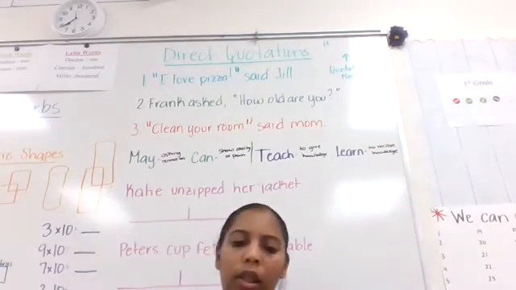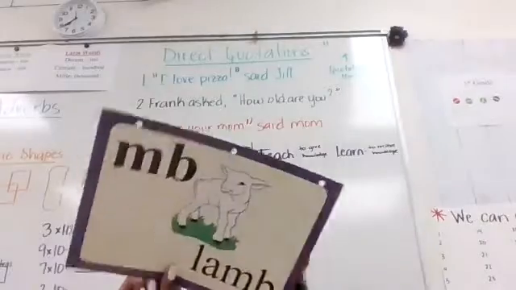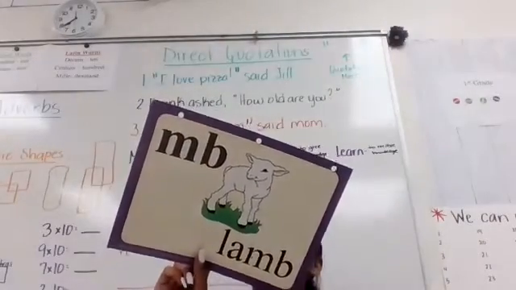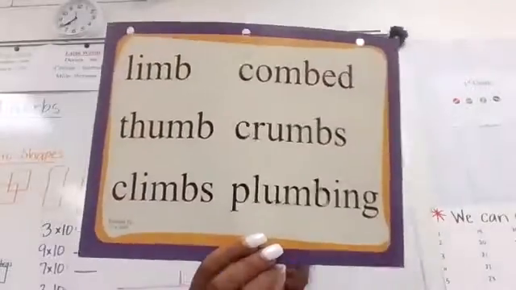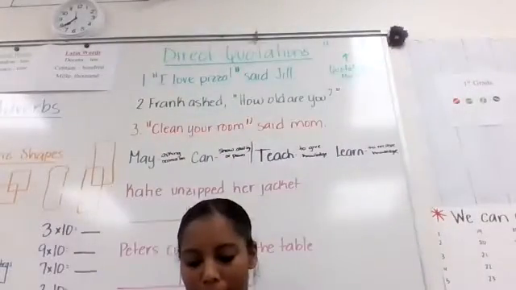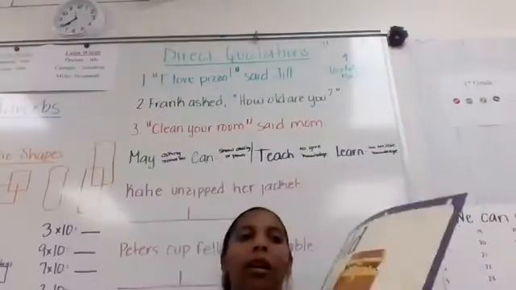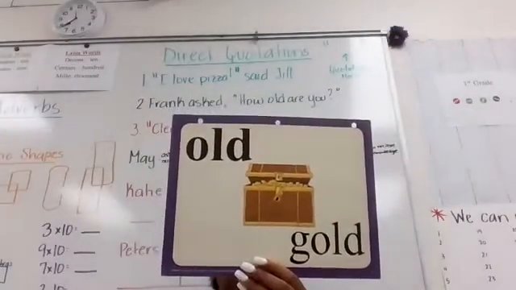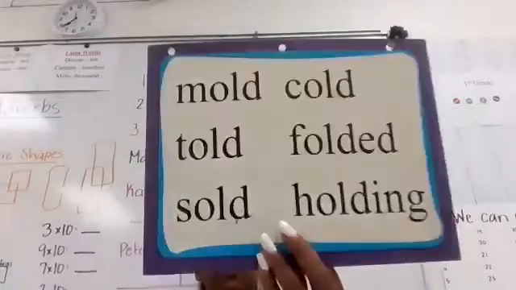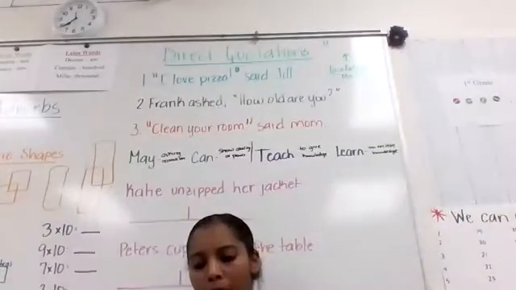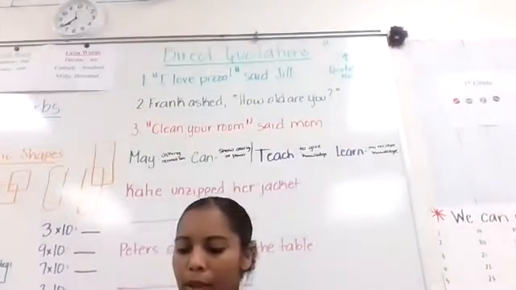MB says m, like in lamb. This is if you call a plumber to help with your plumbing. Like your pipes, like with the toilet and sink and all that. Plumber. OLD says old, like in gold. Because we're in winter, we will get a lot of cold. Mold. All right, awesome. I just wanted to go over a few of those sounds.